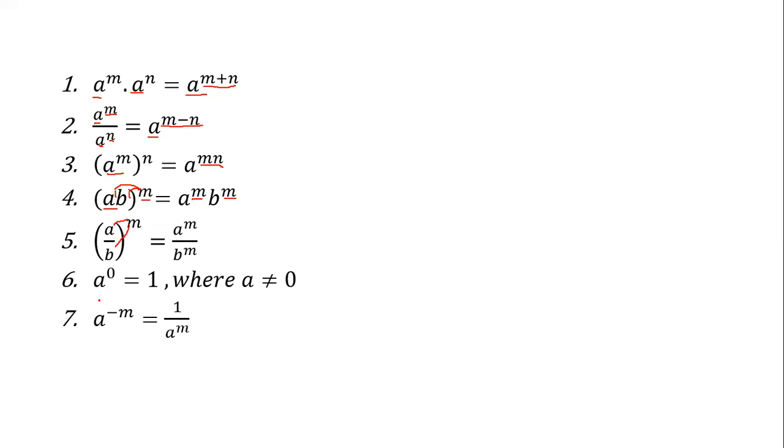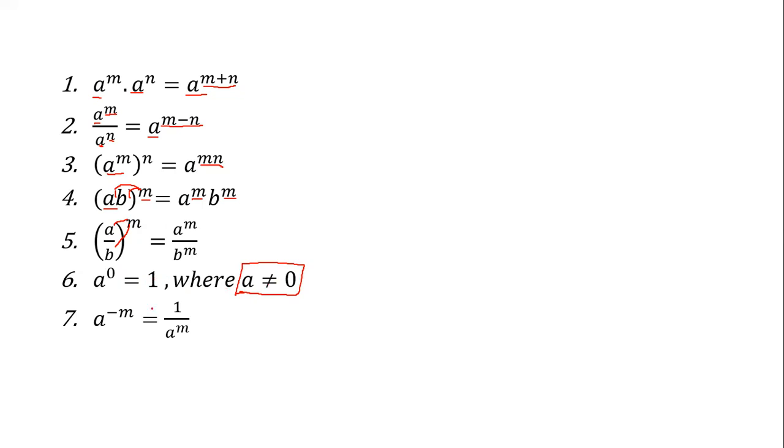Number 6 is a rule wherein any number raised to 0 is equivalent to 1. However, a should not be equivalent to 0. So that is the condition there. Kahit anong number po ang maging value ng a, basta ang exponent niya ay 0, the answer is equivalent to 1 with the exemption that a is not equal to 0.